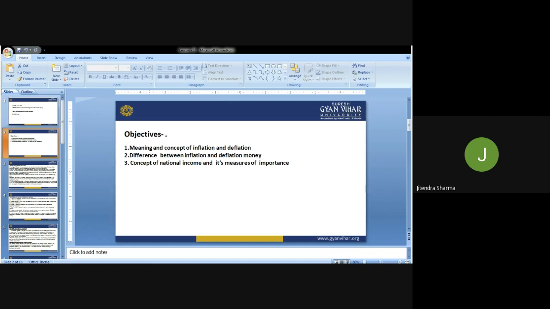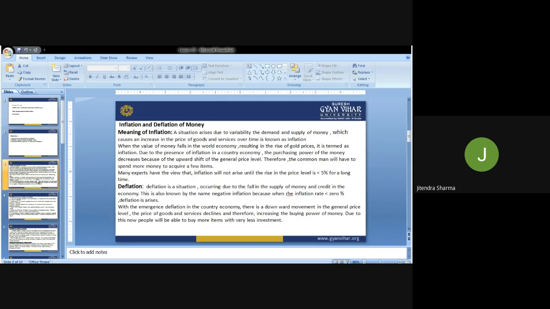So now we'll start with the meaning and concept of inflation and deflation. First, let us discuss what the meaning of inflation and deflation is. Let us begin with inflation. Inflation is a situation that arises due to variability in the demand and supply of money. It means there is a variation, a difference, between them.